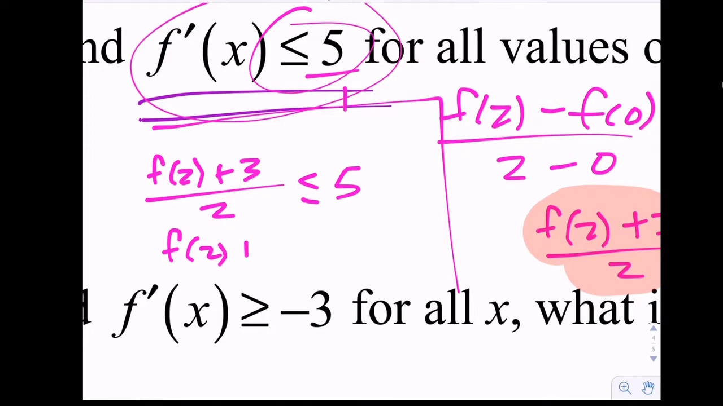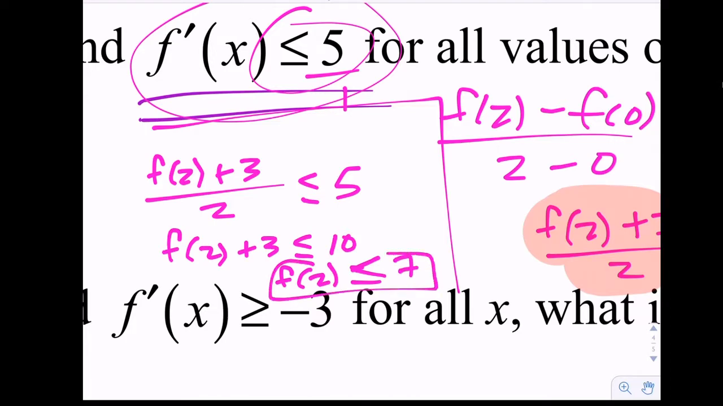Now, if you solve, multiply both sides by 2, you get what? 10. And then you subtract 3 from both sides, and you get 10 minus 3, which is 7. And now you get f of 2 can be less than or equal to 7. And that kind of says the same thing, right? If you say f of 2 is less than or equal to 7, you're saying 7 is the maximum it could be, but it could be anything smaller.